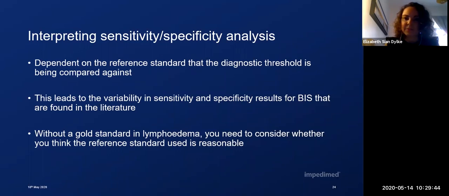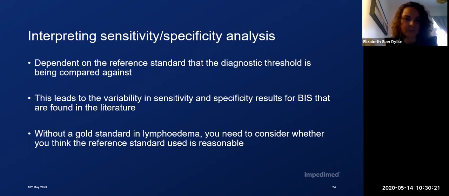The most important thing to be aware of with specificity and sensitivity analysis is that it's completely dependent on what the reference standard is, or how the researchers have decided someone has the condition or not. So it's critical, as this is the standard that the other threshold or the other assessment process is being compared against. Different reference standards will lead to different people being determined as having lymphedema or not, which will change whether, for example, a threshold used with bioimpedance or any other assessment tool appears to be accurate or not against it.